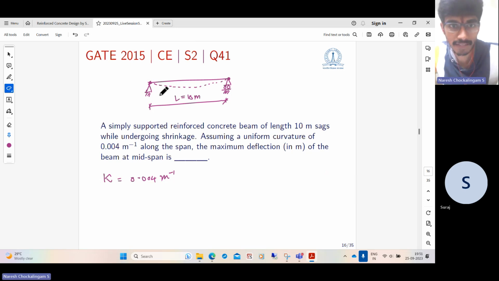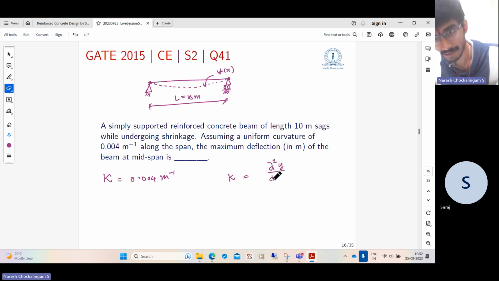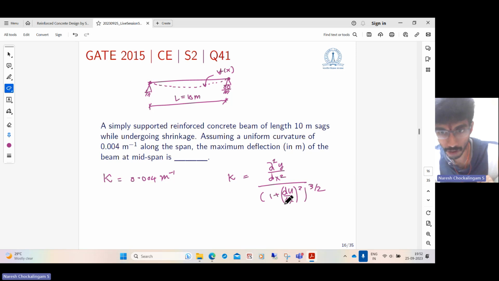From calculus, if this is the curve of the beam given as, say, y of x, you know that the curvature is d square y by dx square divided by 1 plus dy by dx whole square, to the power 3 by 2. But dy by dx is the slope of the beam. Under linear elasticity, the slope is very small, so this can be neglected.